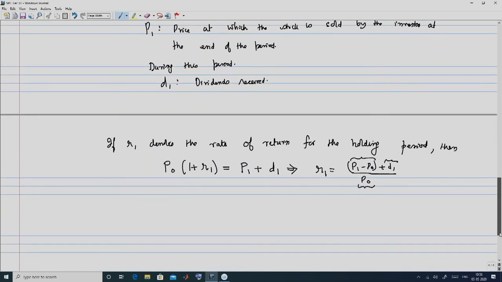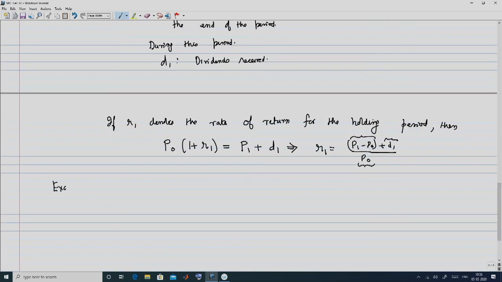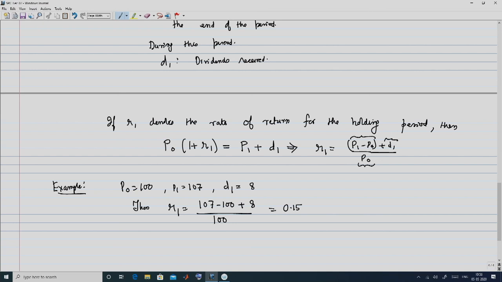So just a very straightforward example: if you have purchased the stock for 100 and at the end of 1 year you sell it for 107, and during this 1 year period you have received a dividend of 8, then the return is going to be P1 minus P0, that is 107 minus 100, plus the dividend, which is 8, divided by the original amount of 100, which is equal to 0.15, or if you multiply it by 100, this becomes equal to 15%.